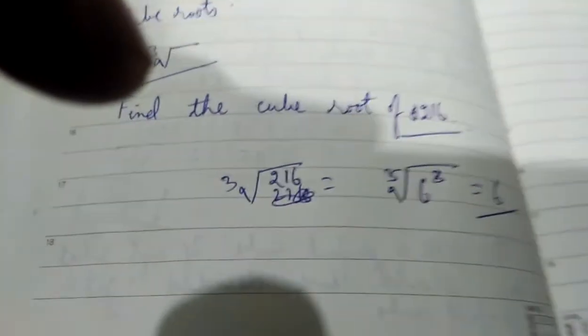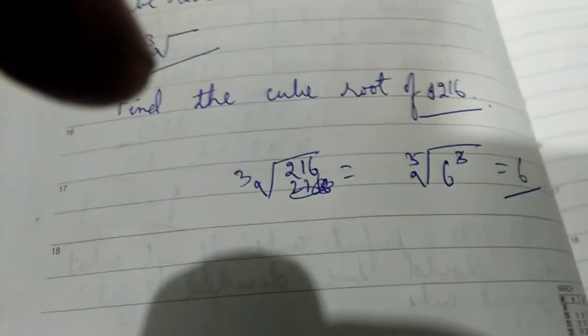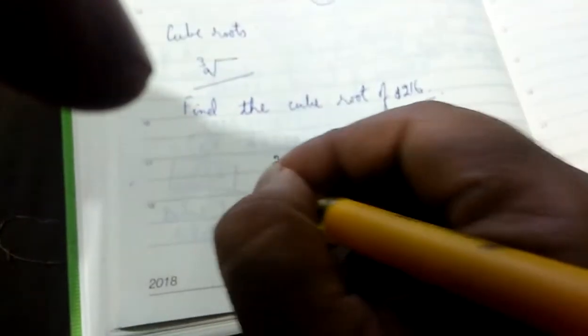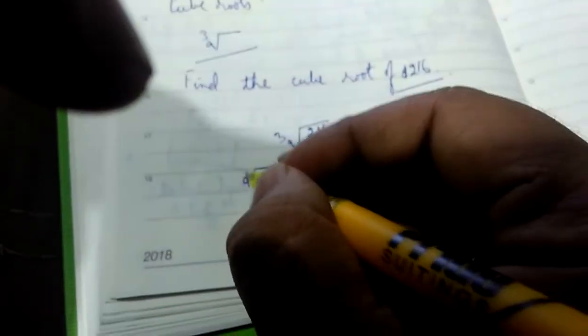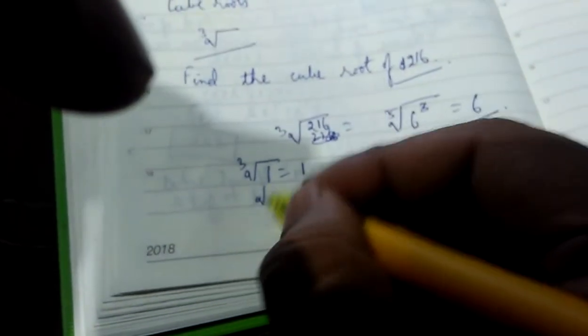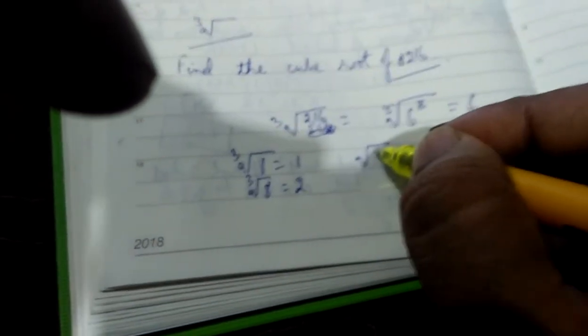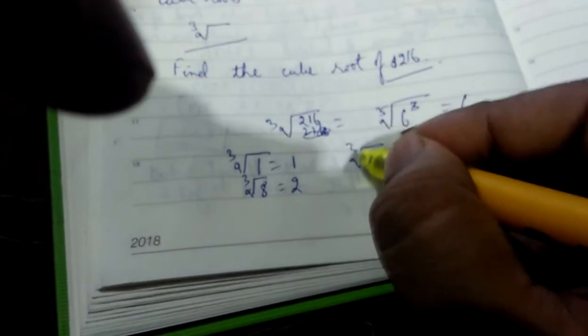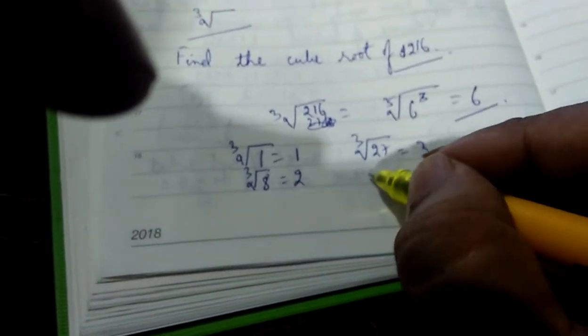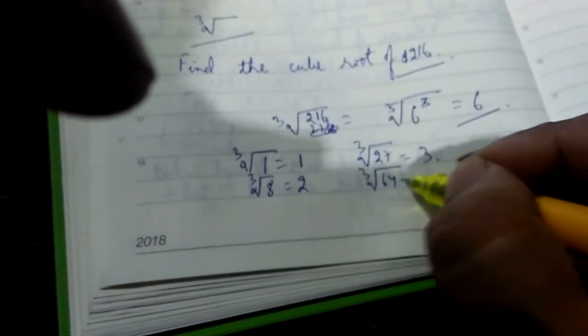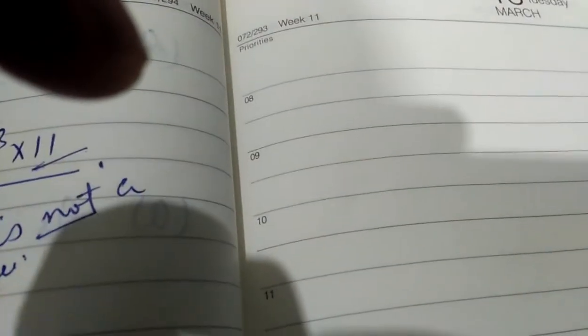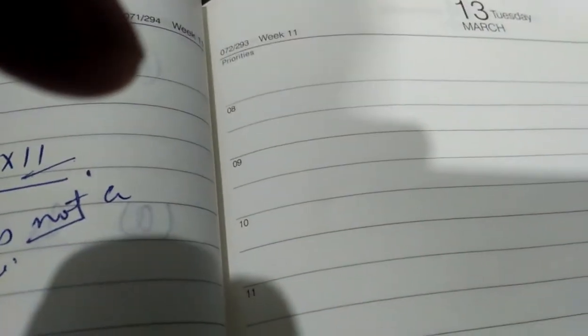Okay, so let us just create a table for our first 10 numbers. So cube root of 1 is 1, cube root of 8 is equal to 2, cube root of 27 is equal to 3, cube root of 64 is equal to 4, and so on and so forth for the next 10 numbers. You can do it, there's hardly anything.